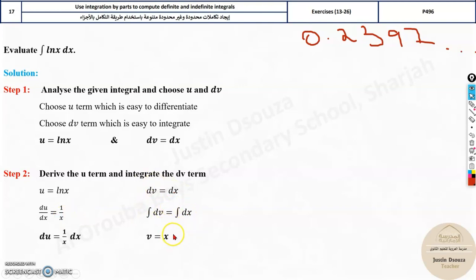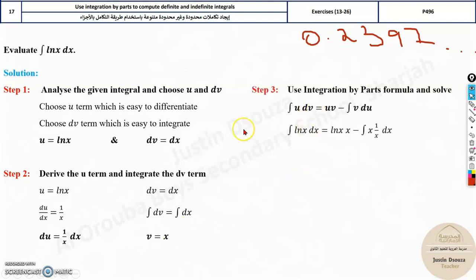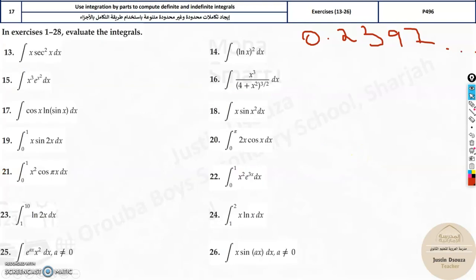So v is x. Now just do the substitution in this formula. That is, integral of ln x dx equals u, which is natural logarithm x, times v, which is x, minus integral of v, which is again x, times du, which is 1 by x dx. Now simplify this and you will get the answer. Over here, integral of 1 is x, plus c. That's it. If you're getting confused, do the shortcut method and check your answers.